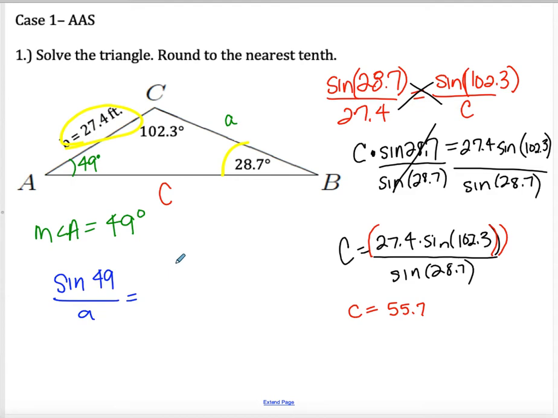Now sometimes you're going to have to use pieces that you find to find other pieces. Like this 49, for instance. You had to find it, but I have to use it to get little a. And hopefully if we're just subtracting from 180, we wouldn't make a mistake right there. Okay? But the sine of 49 over little a is equal to, go ahead and write this down, sine of 28.7 divided by, again, that 27.4.